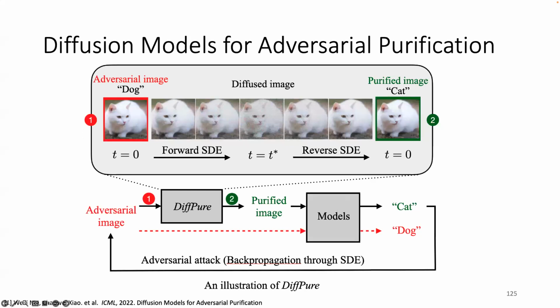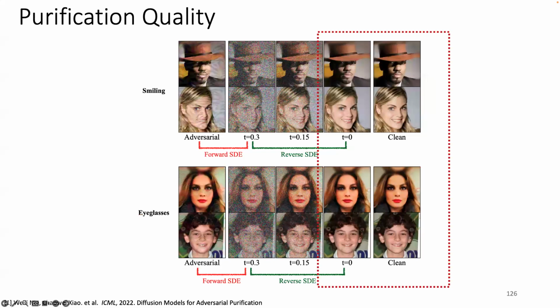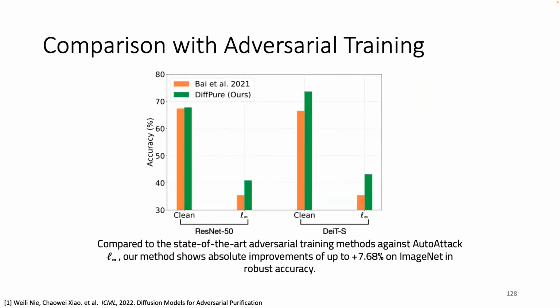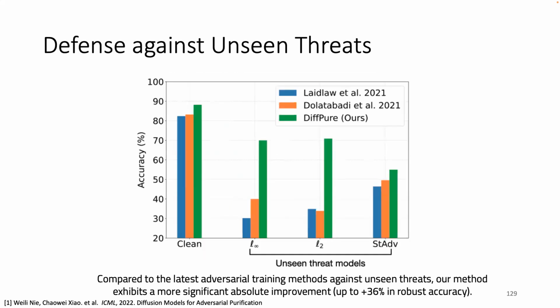Here are some visualization results. We can see that in this purified reversed example, the image is really similar to the clean data distribution, with higher perceptual quality. We also show that compared with adversarial training, by using this diffusion-based purification strategy we can achieve higher performance. And most importantly, this purification-based pipeline can defend against unseen threats. I think that is the most important part.